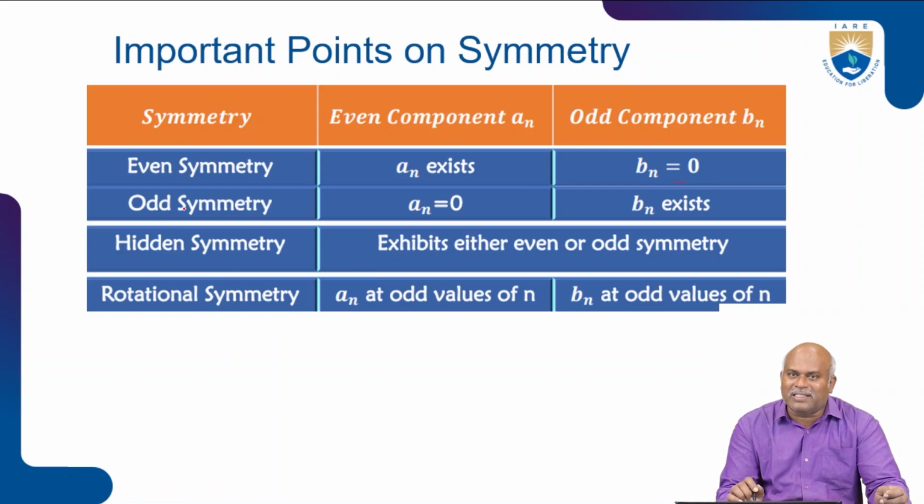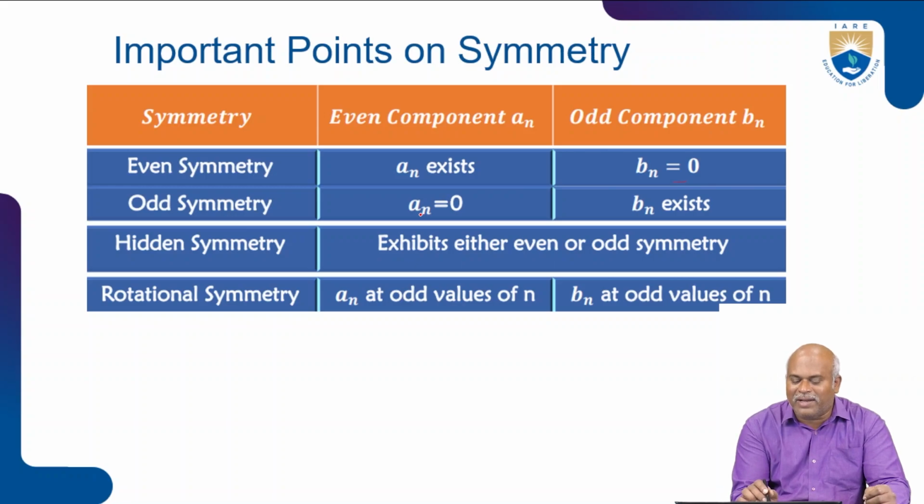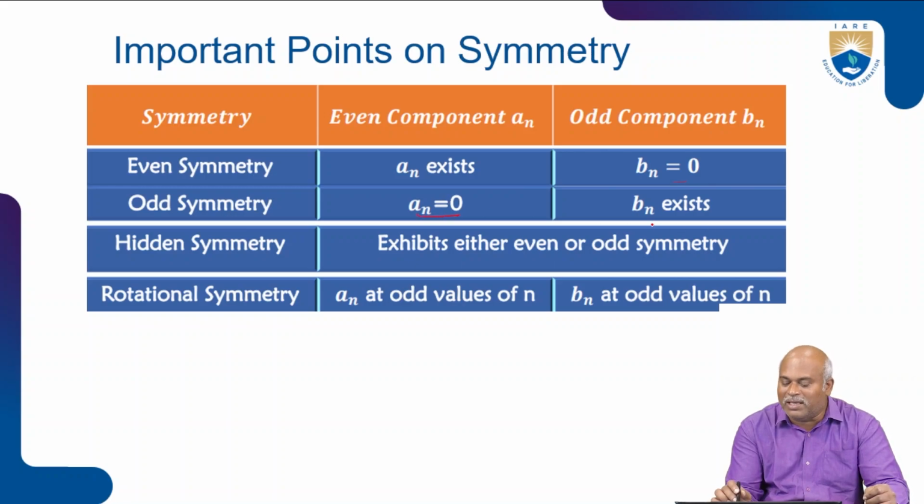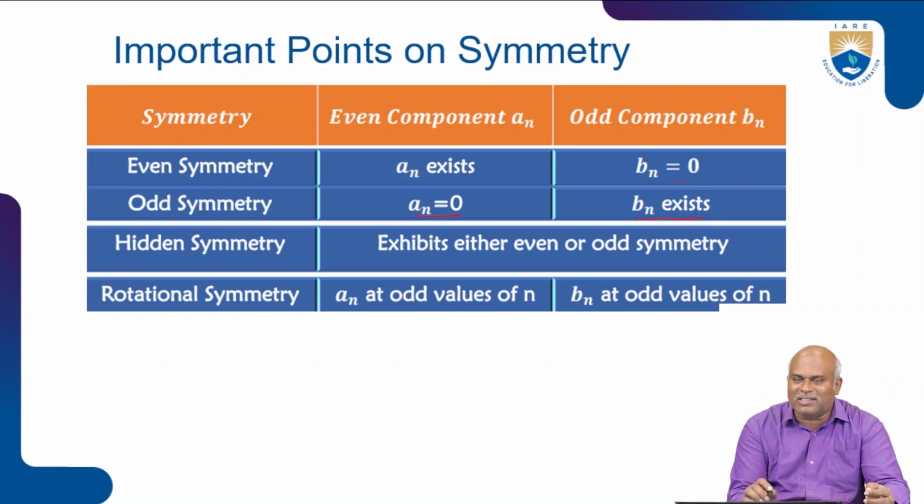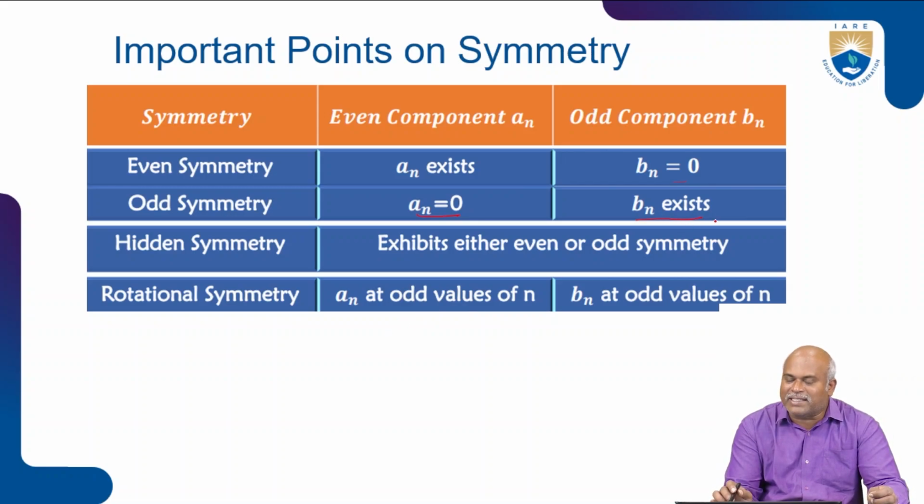Next, odd symmetry. If an odd signal is present, we find that the A of n value is equal to 0, but only B of n exists. A of n equal to 0 means both A0 as well as A of n do not exist. Then only B of n exists.